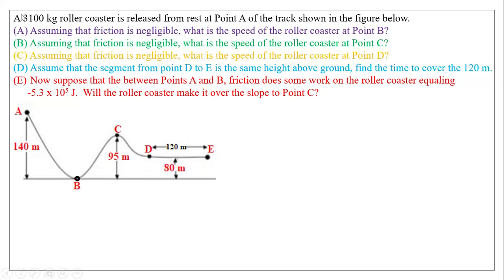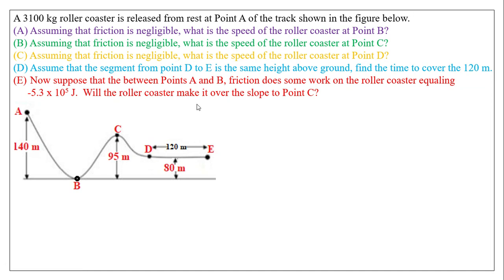So here we have a roller coaster of mass 3,100 kilograms, and it's released from rest at point A. Here's point A from the left of the diagram, and it says here part A, B, C, D, E. If you need to pause the video real quick, read up the different parts, and then keep up. All right. Other than that, I will get cracking.